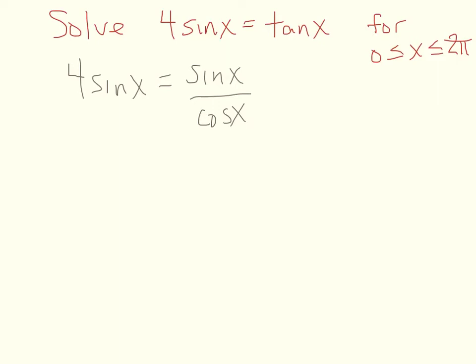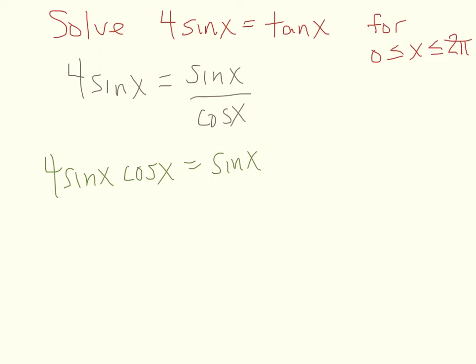Now we have this cosine x in the bottom. We don't like variables in the denominator, so let's get that out of there. Let's multiply both sides by cosine x. So it becomes 4 sine x cosine x equals sine of x.